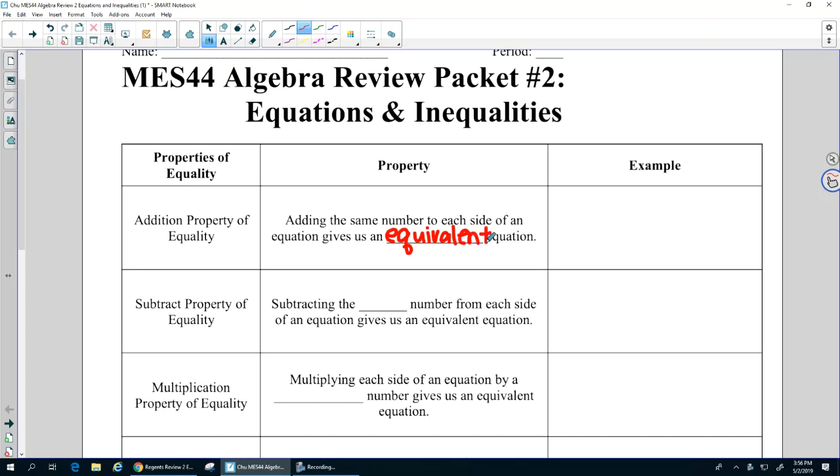So for example, if I have 10 minus 4 is equal to 6, what the addition property of equality tells me is that you can add 4 to both sides. Adding 4 is equal to adding 4. And if we do that, you'll get that 10 is equal to 10. You see how we got an equivalent equation?